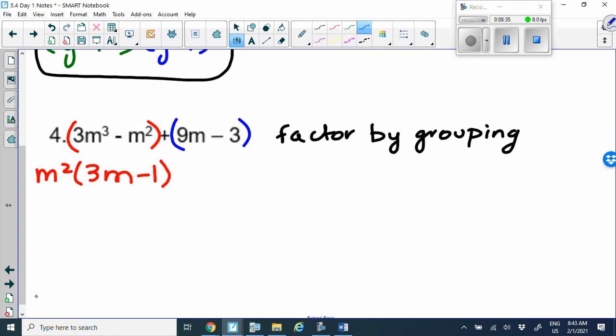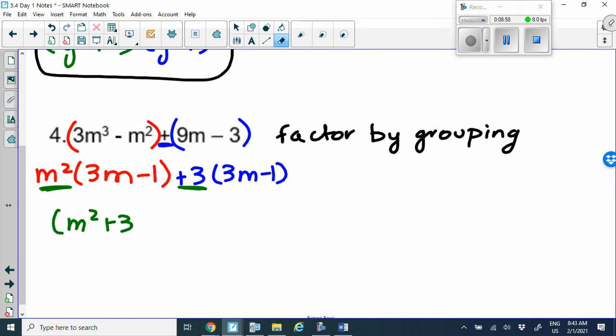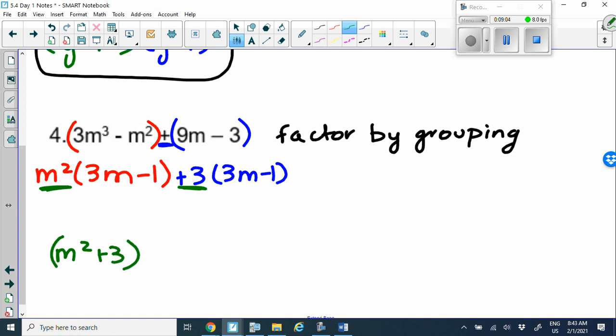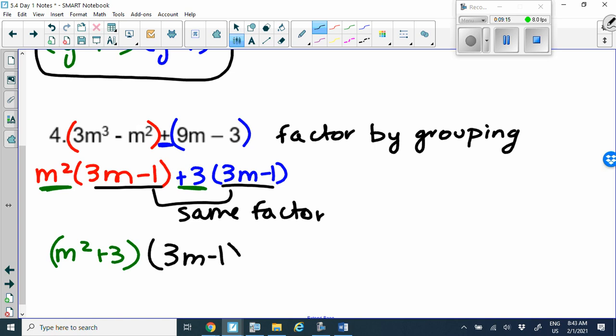Now let's look at the next one, 9m minus 3. Well, they have a number in common. And notice we have a plus sign, so I bring it down. So I'm left with 3m minus 1. Always multiply those numbers back just to make sure, am I getting my problem back, okay? So now we put things together. We put the m squared and plus 3 together. And notice that my factors are exactly the same. If they are not the same, you need to rethink your work there. Okay? So my 3m, same factor, so I'm going to have 3m minus 1.